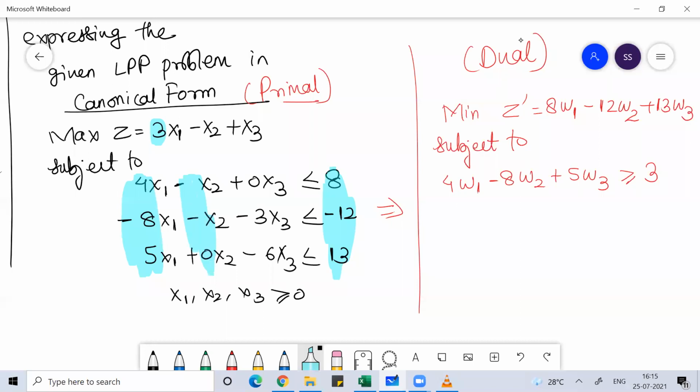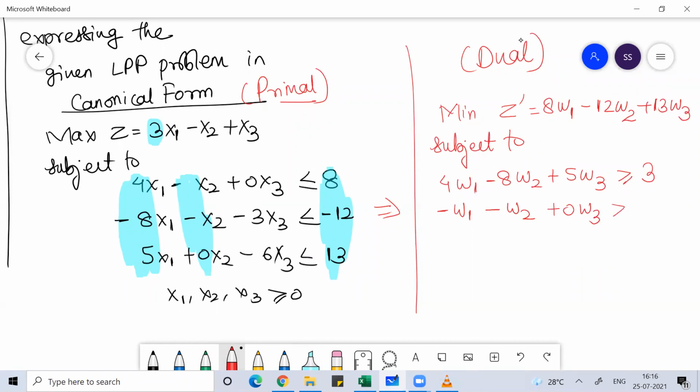Here similarly, you have to write this as minus W1, minus W2 plus 0 W3. You can understand that this will be greater than or equal to minus 1. Very simple, guys.